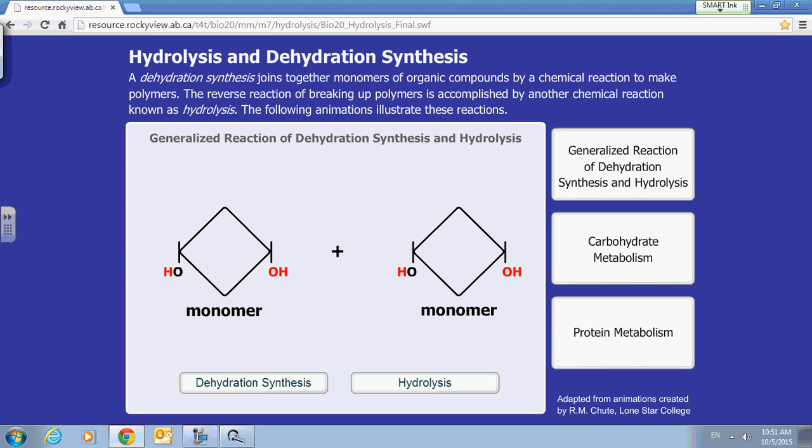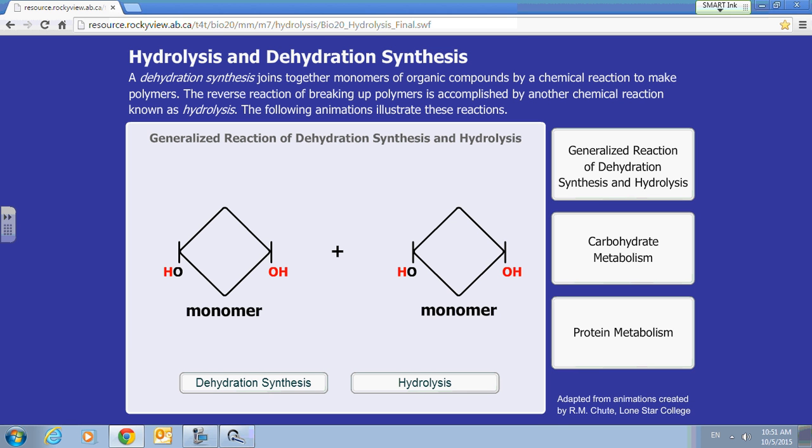So all of these molecules that we've been talking about have to be synthesized or built by living organisms, or your body. There's one chemical reaction that does this. It's called dehydration synthesis. Synthesize means to make or put together. Dehydration means water is coming out. So we have a generalized animation here that shows the process.